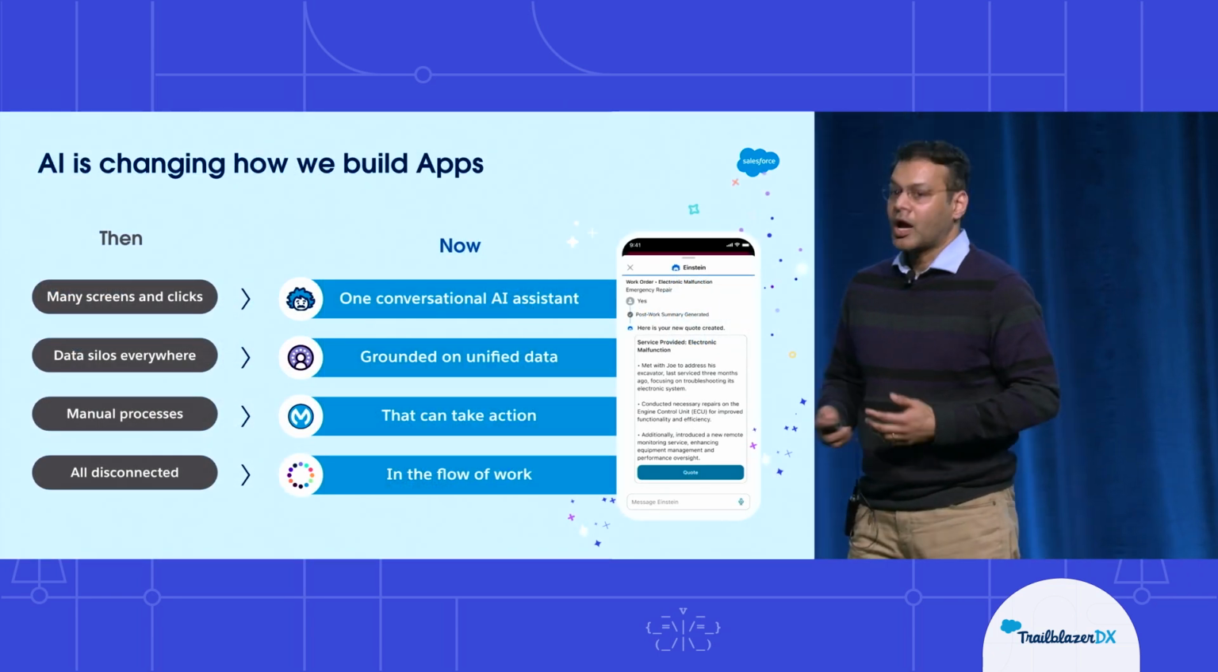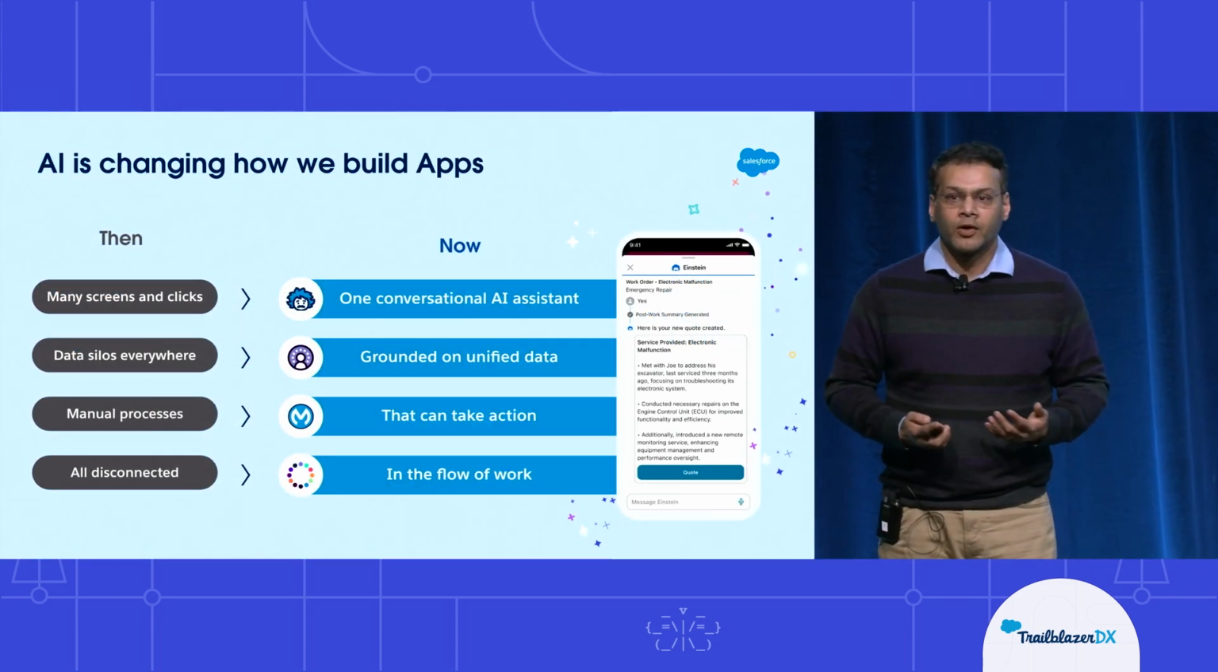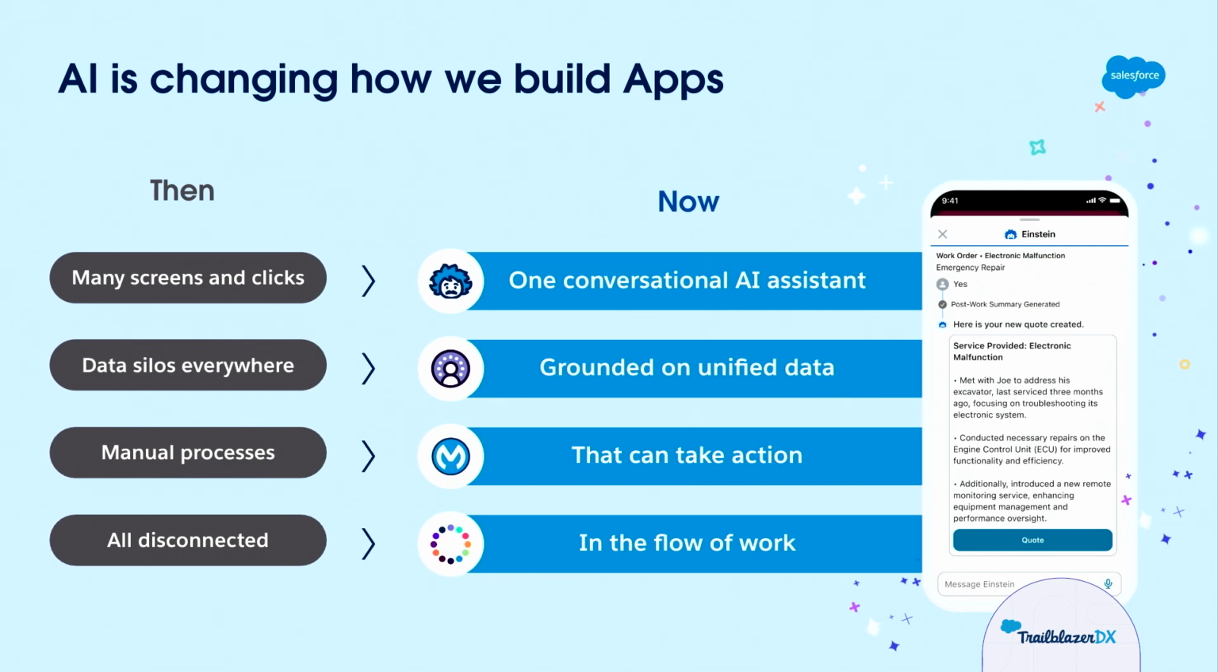Now, think about how AI is changing the nature of your work. From a click-based UI that you're used to, it's more conversational. From data being siloed in different parts of your organization, you will have one single data lake where all of this data resides that you can use to ground all of your information. From manual processes, you can go into automation. These are the different shifts we are seeing. And instead of applications being disconnected, it'll be in the flow of work.